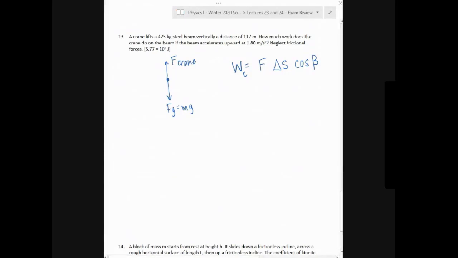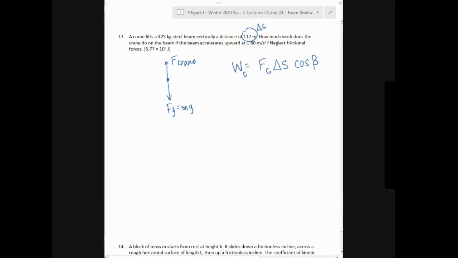The angle I'm going to call beta, which is the angle between the force and the displacement. Now, if I'm looking for the work done by the crane, the force would be then the force of the crane. Okay, so we need to know what the force of the crane is so we can put it in this equation. It says that the crane is lifting the beam a distance of 117 meters. So that delta S then would be 117 meters.